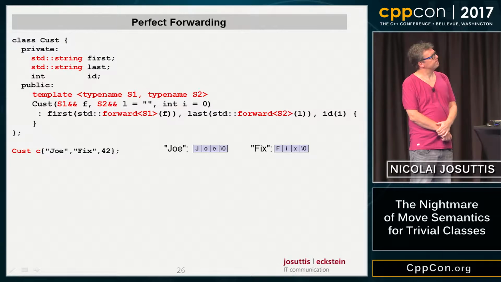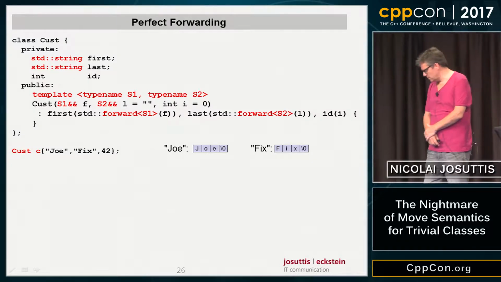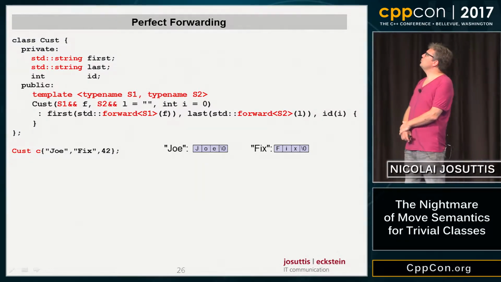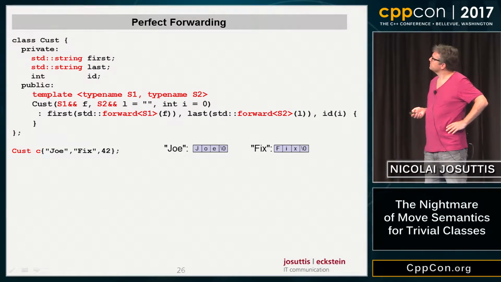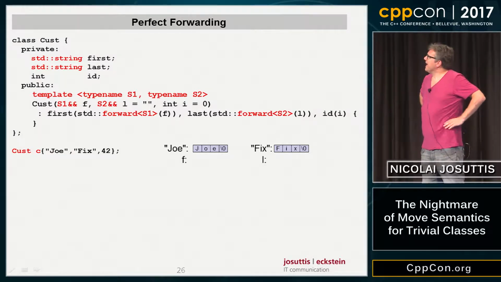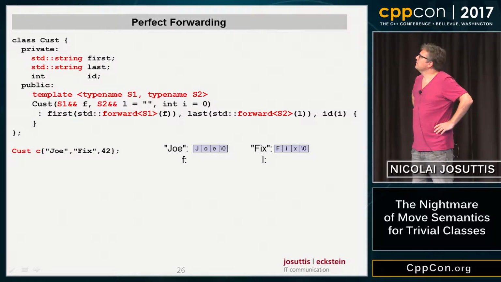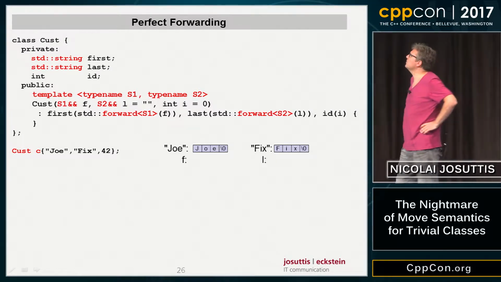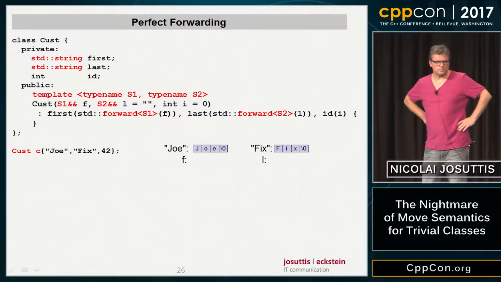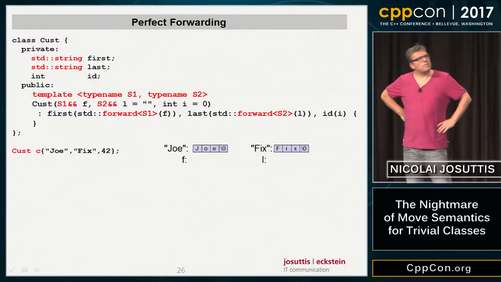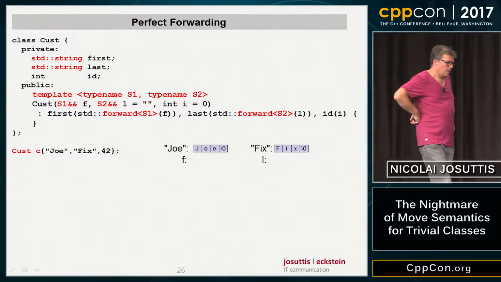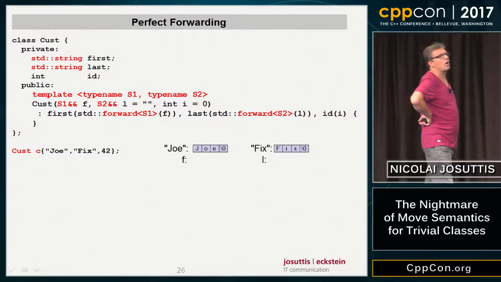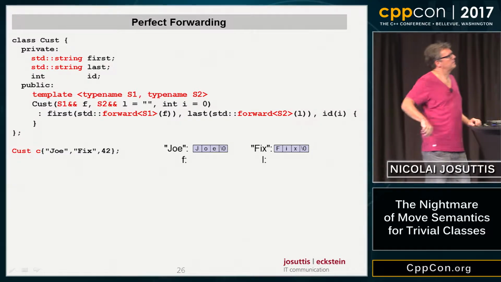Good. Now, when we create a customer C and pass 2 string literals, then F and L, our arguments, become universal references or forwarding references to these literals. So we don't copy anything. We just introduce new names for them. And the key thing with forward is it does the right thing. Well, it almost always does the right thing, I should say.